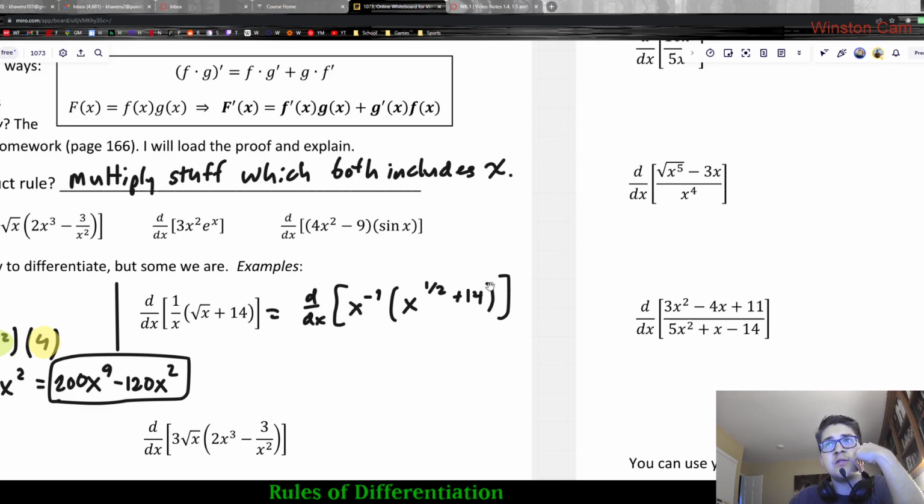Technically, you could use the distributive property to simplify this first if you wanted to, but again, let's just practice with the product rule. I'll leave that as an exercise for you to try on your own to make sure it adds up. But yeah, so let's do it again.